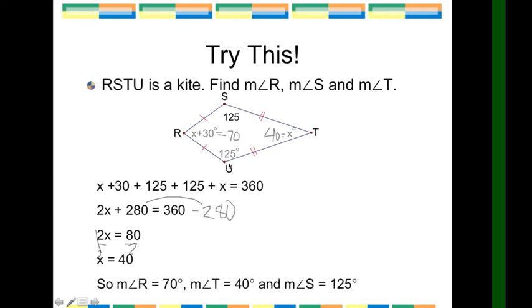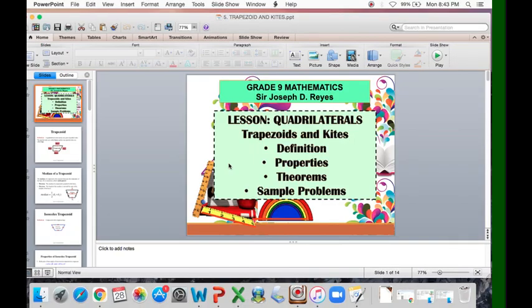You got it? So that's all about the lesson on trapezoids and kites with different sample problems. I hope you learned something from today's discussion. With that, thank you very much for your listening.